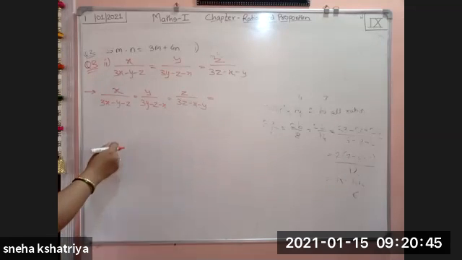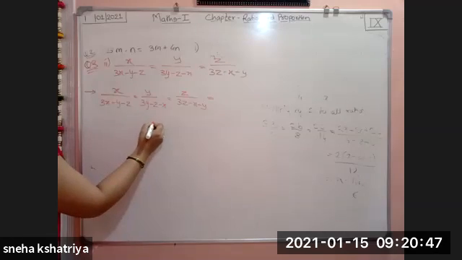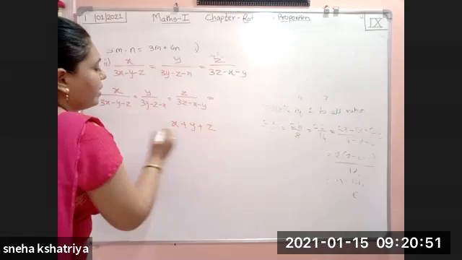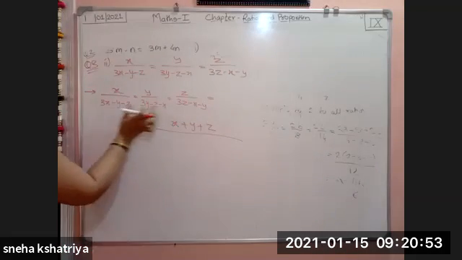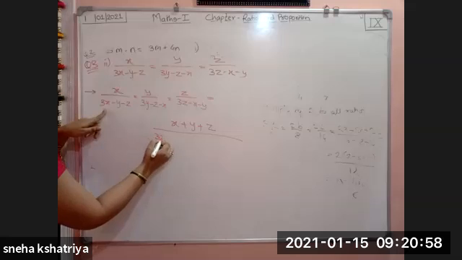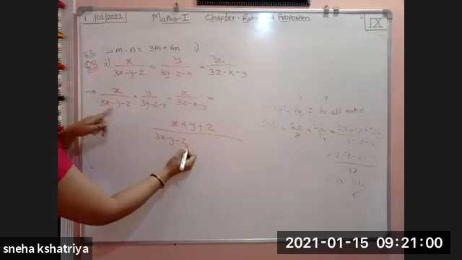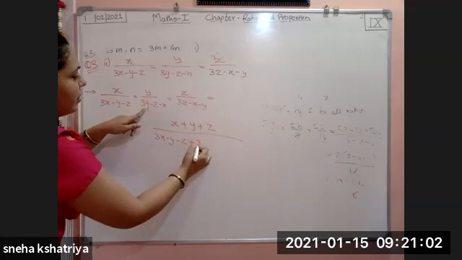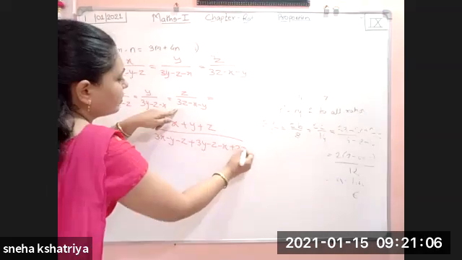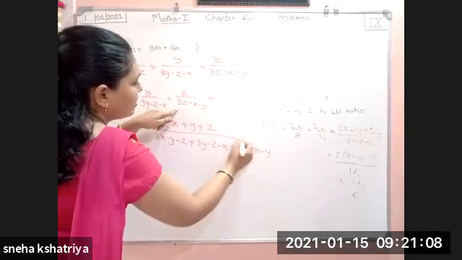Sorry guys. Let us continue. Okay. So here on the right hand side we have to write x plus y plus z divided by all three terms you have to add. First we will write all the three terms. First term 3x minus y minus z plus 3y minus z minus x plus 3z minus x minus y.